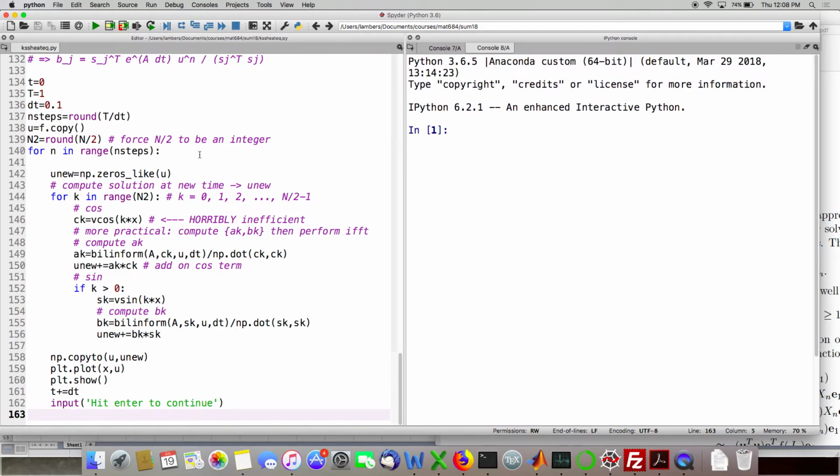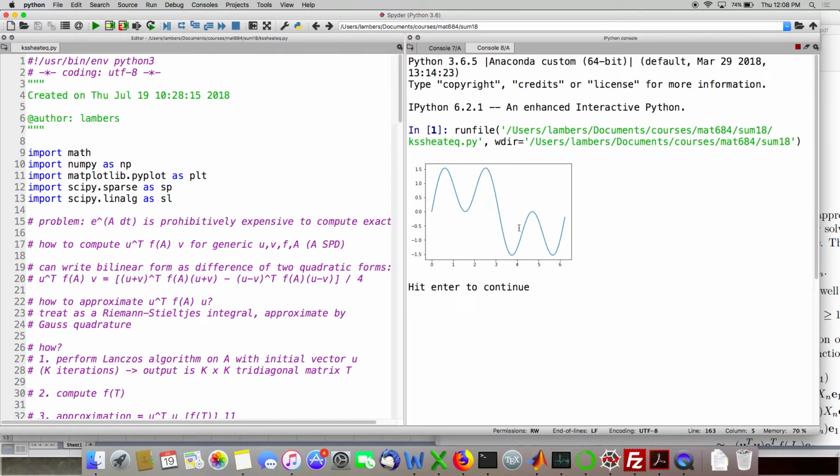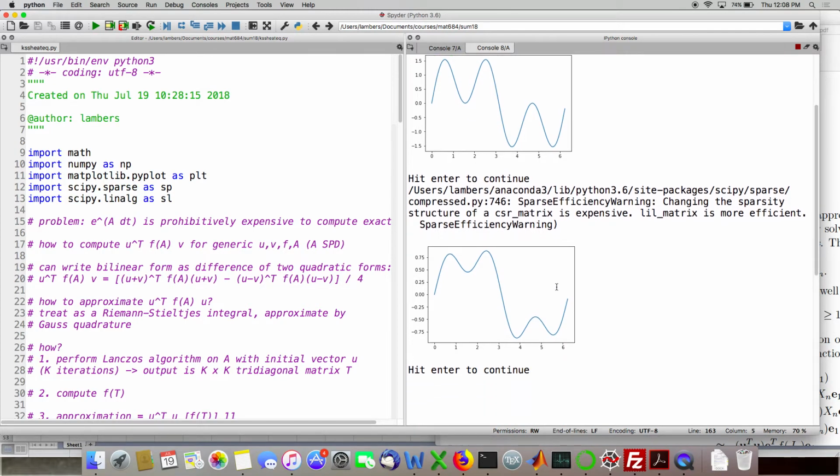Okay. So let's see what happens. Okay, that's the initial data. Notice it goes from like minus 1.5 to 1.5. Okay, thank God it appears to be working. So that's a warning from changing the sparsity structure at the very beginning. That warning shouldn't happen again.